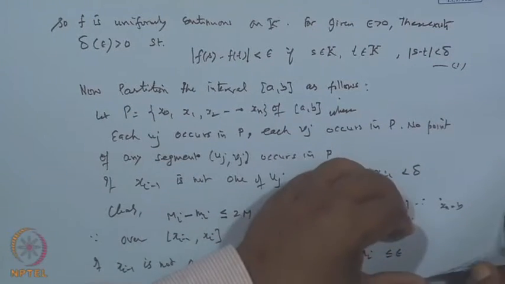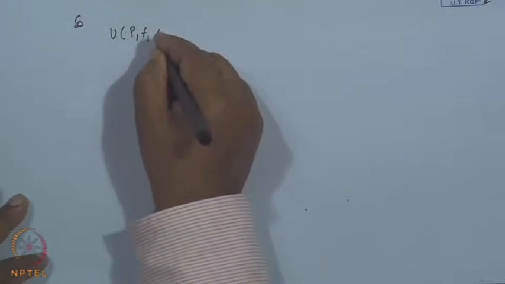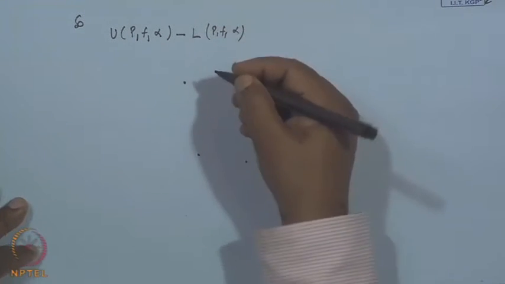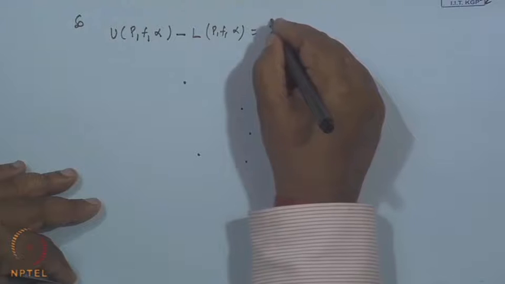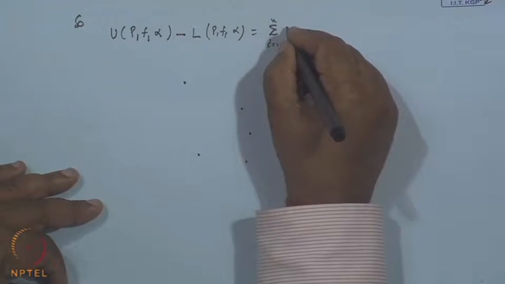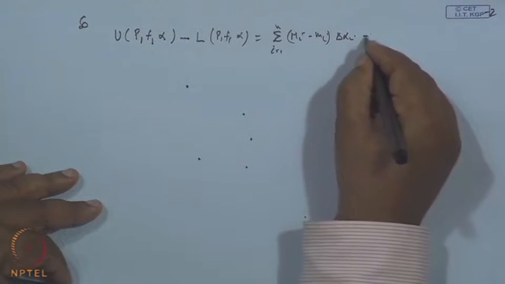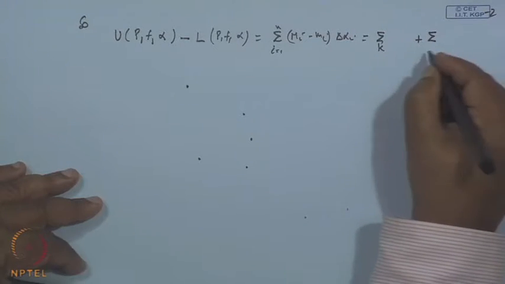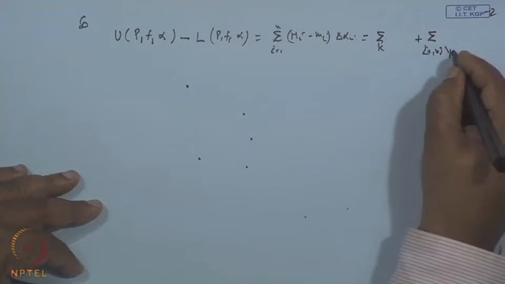Hence, if we construct the proof, upper sum minus lower sum: the upper sum of the function f with respect to alpha over the partition P minus the lower sum of the function f with respect to alpha over the partition P. This is basically the sum over i equal to 1 to n of (M_i minus small m_i) times delta alpha_i, which can be broken up as the sum over K plus the sum over [a,b] minus K, because of the dropped intervals.